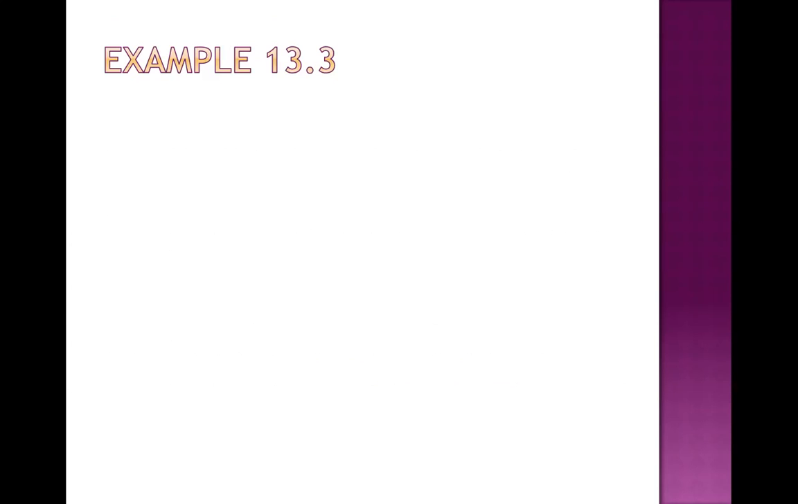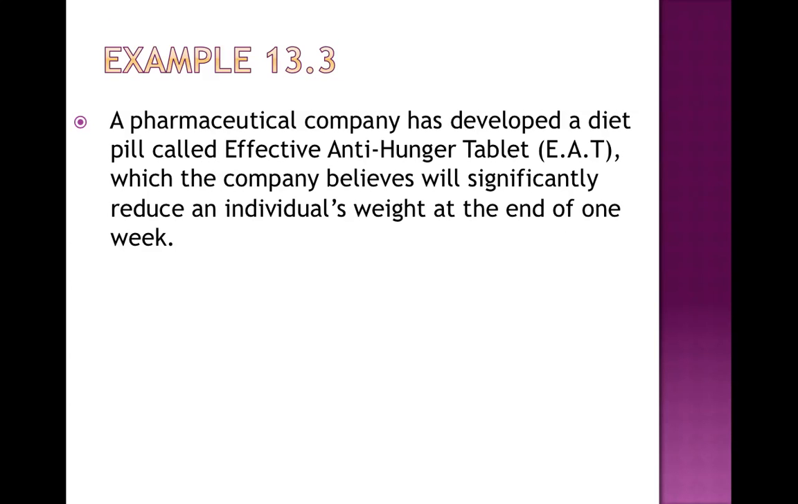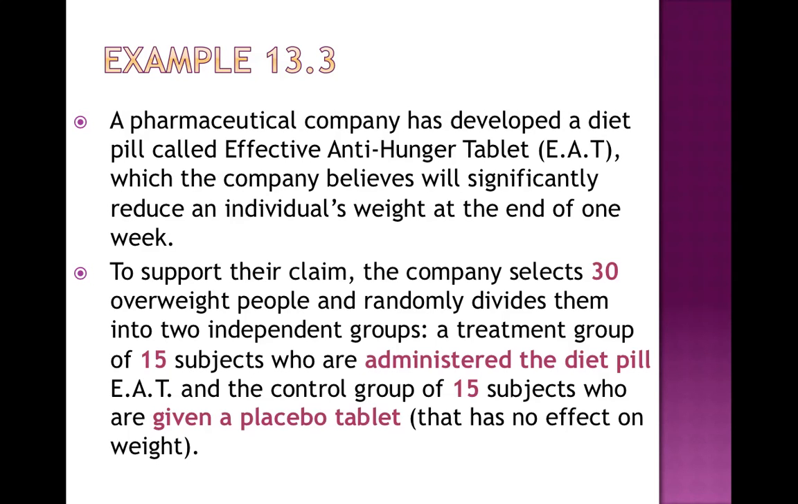Another example from the beginning. A pharmaceutical company has developed a diet pill called Effective Anti-Hunger Tablet, which the company believes will significantly reduce an individual's weight at the end of 1 week. To support the claim, the company selects 30 overweight people and randomly divides them into 2 independent groups.